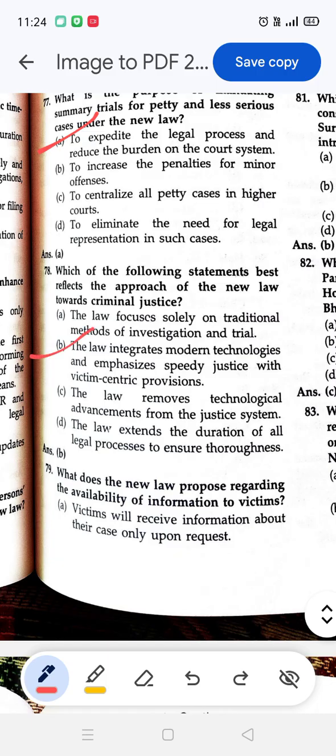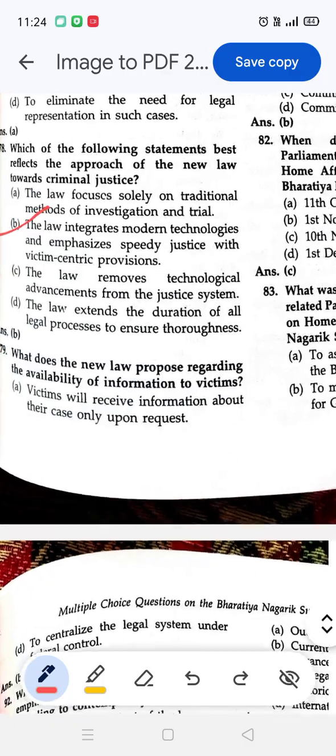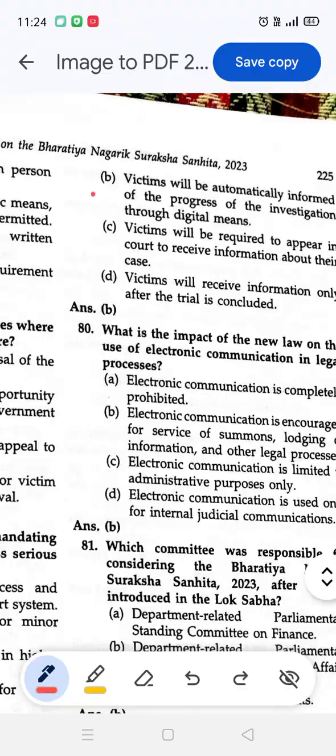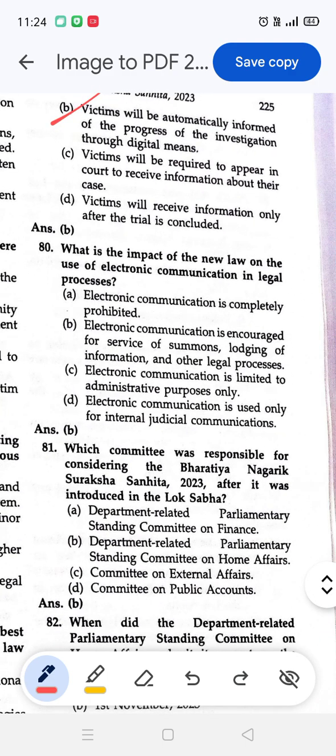The law integrates modern technologies and emphasizes speedy justice with victim-centric provisions. Question number 79. What does the new law propose regarding the availability of information to the victim? So option B is correct. Victims will be automatically informed of the progress of the investigation through digital means. Question number 80. What is the impact of new law on the use of electronic communications in the legal process? So option B is correct. Electronic communication is encouraged for service of summons, lodging of information and other legal processes.